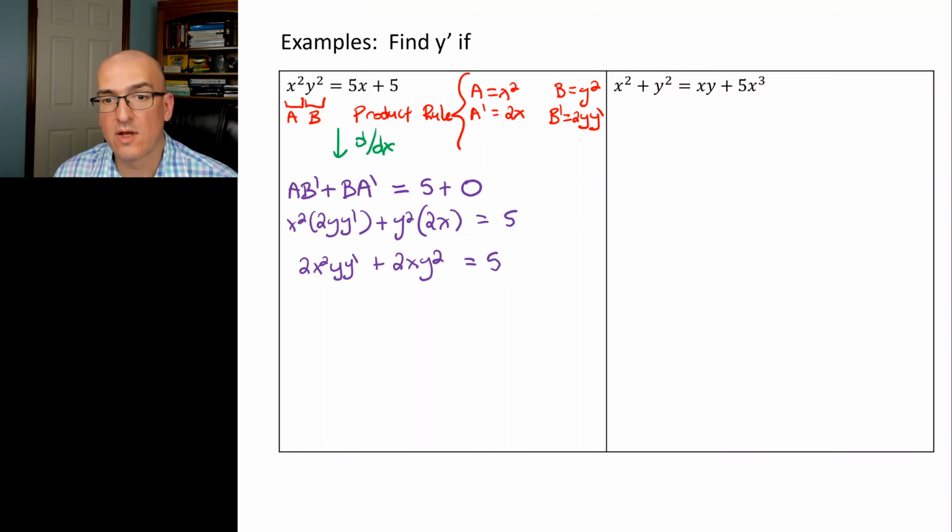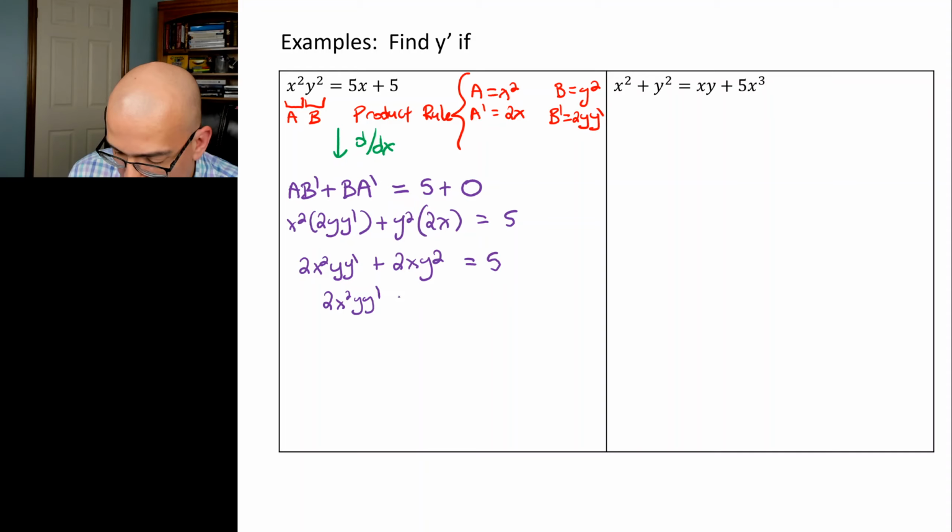Okay, now we don't have multiple pieces with y prime. We only have one piece with y prime, but we do have a piece on the left-hand side that does not contain y prime. So we have to do a subtraction. We've got to bring it over. 2x squared y prime equals 5 minus 2xy squared. And now we have one more step. Divide both sides by the 2x squared y.